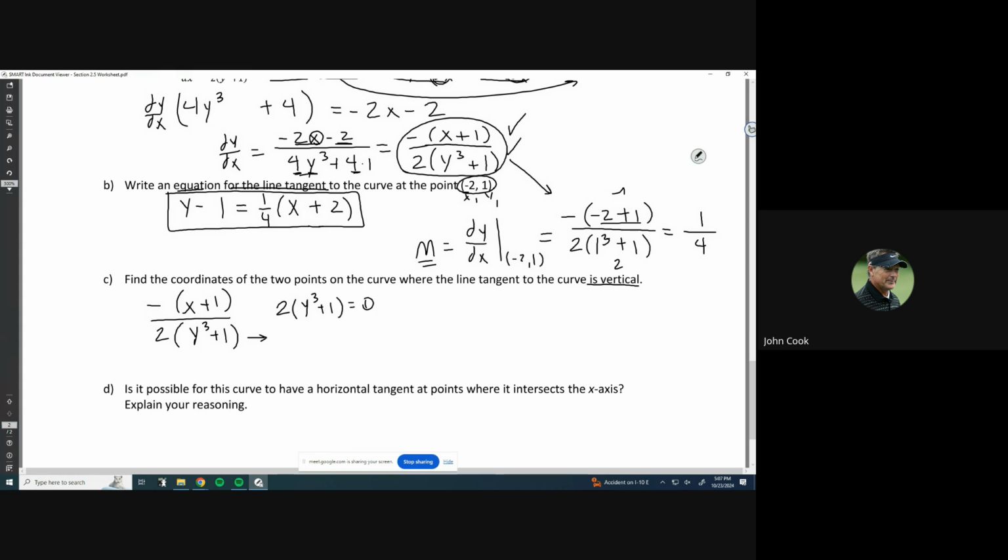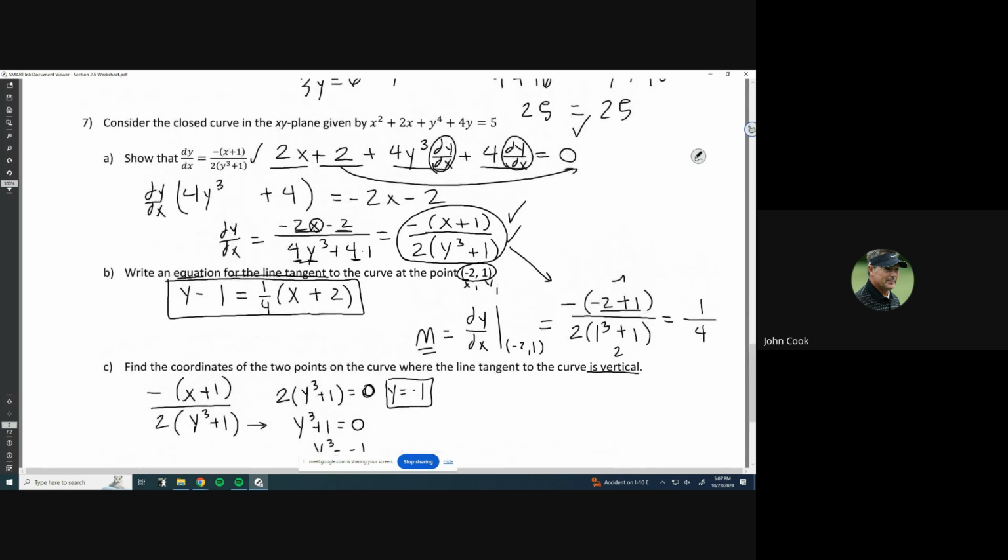If we want to solve for y, we divide by 2. So that'd be y to the third plus 1 is equal to 0. And then subtract 1. So y to the third is equal to negative 1. And if you take the cube root of both sides, you get y is equal to negative 1. So that's part of our coordinate or coordinates. y is equal to negative 1.